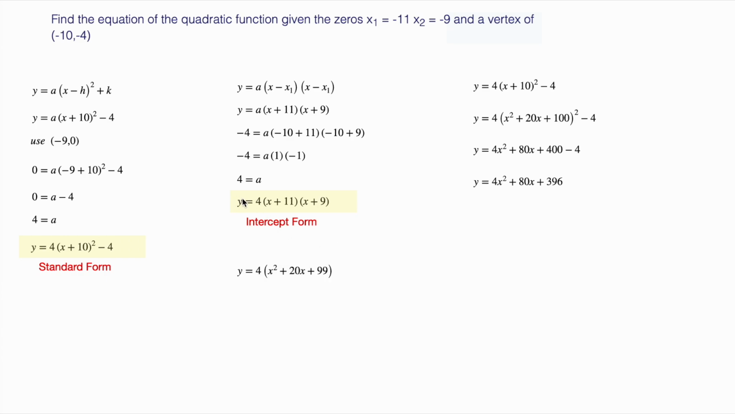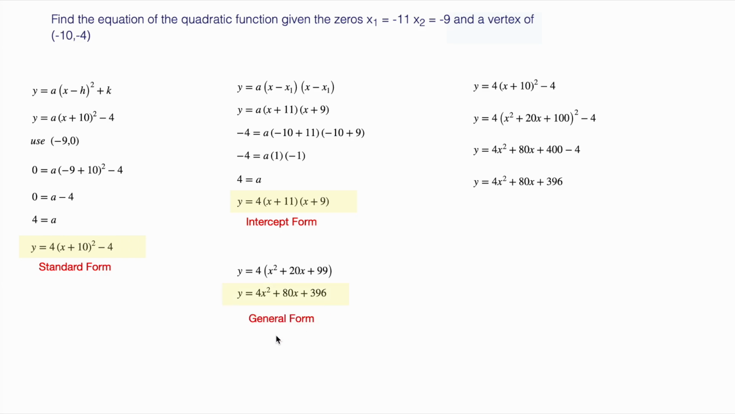If I took my intercept form and expanded that, the x multiplies the x, giving us x squared. The x multiplies the 9, giving us 9x. 11 multiplies the x, giving us 11x. The 9x plus the 11x is 20x. 11 times 9 is 99. Then the 4 is going to come in, multiply the x squared, giving us 4x squared, multiplies the 20x, giving us 80x, and the 4 multiplies the 99, giving us 396.